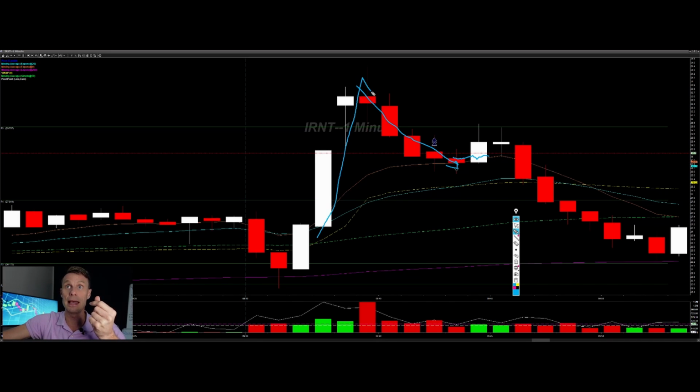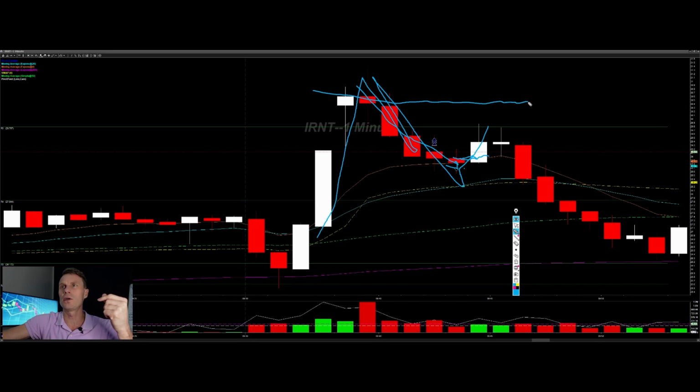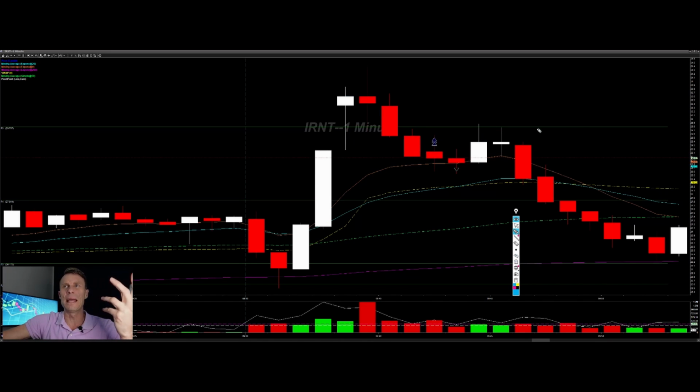That would have been A, B, C, and then a pop up. And we could have took an entry here, and then we could have been aiming for a target up here for our D. And even if it wouldn't have made it that high, which it didn't, we could have at least had a partial here at R5, and then just set our break even. That way, once it made this move back down, we could have just broke even and been fine.